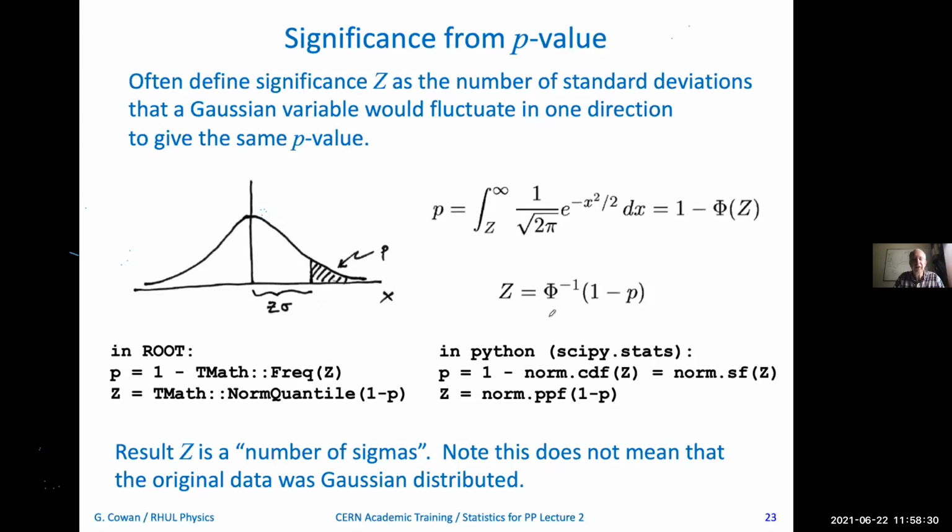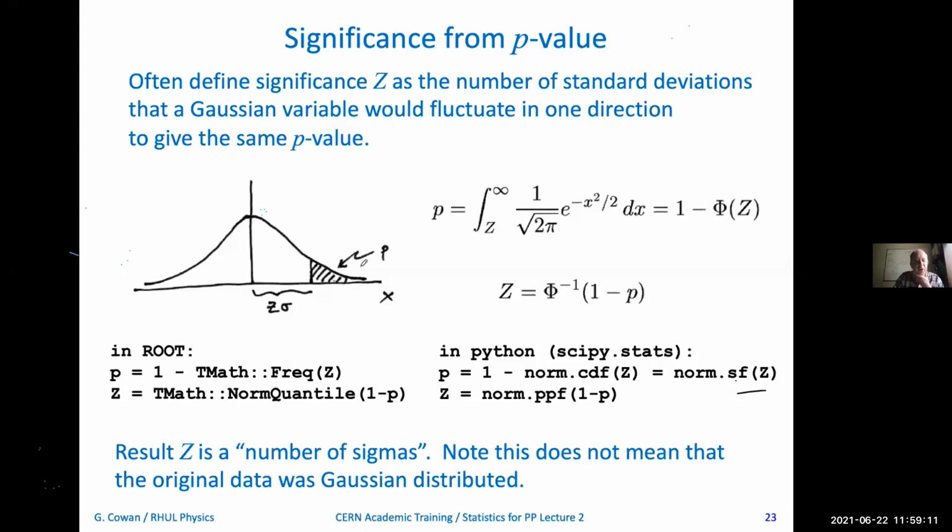So these functions phi and phi inverse are available in the widely used computer libraries that we all use in ROOT. Here's the code. It uses TMath::NormQuantile. This inverse of a cumulative distribution, that's what's called a quantile. All right, so this is the normal quantile. And in Python, instead, it's what's called the survival function, SF. And so that number that you get for the significance, the thing that I call Z, gives you the number of sigmas that you have to go in a Gaussian, such that that upper tail area is equal to the p-value.